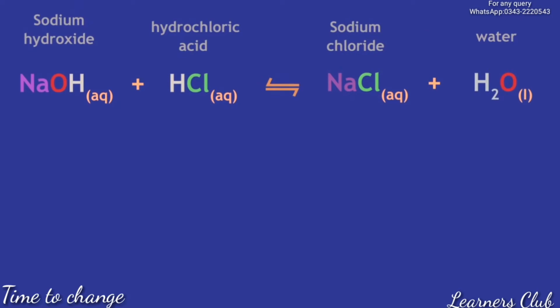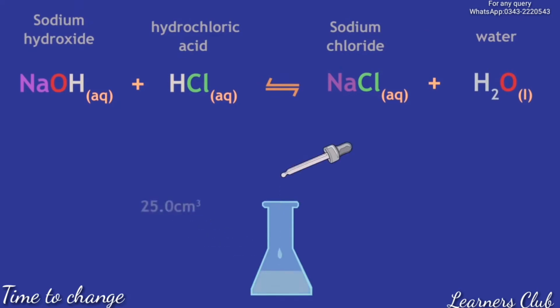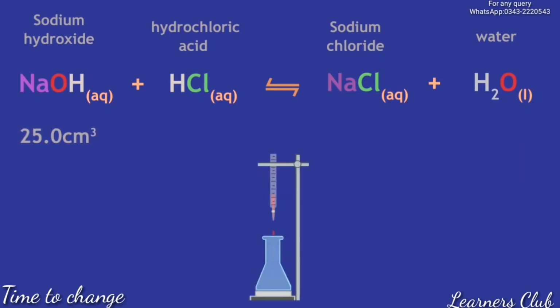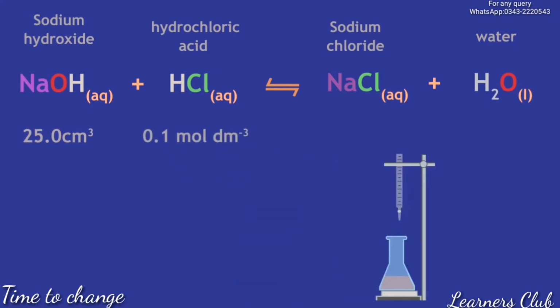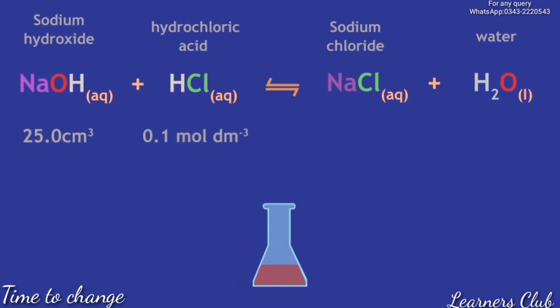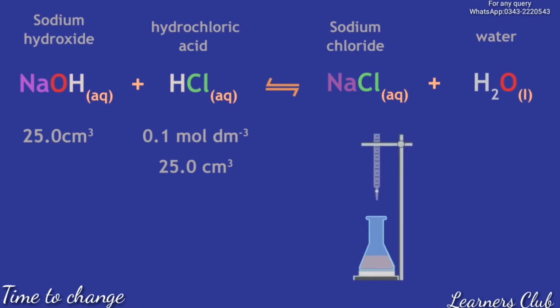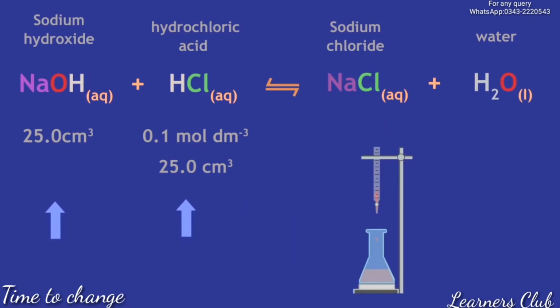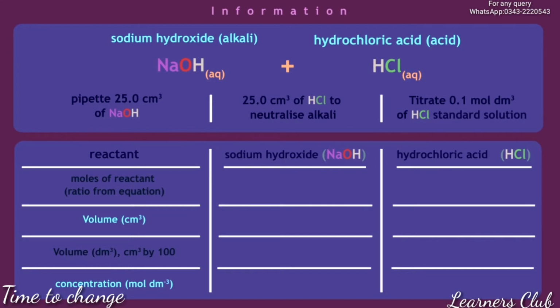Given the equation, you pipette 25 cubic centimetres of a sodium hydroxide solution into a conical flask and titrate it with a standard solution of 0.1 molar hydrochloric acid. Using a suitable indicator, you find that 25 cubic centimetres of the acid was required to neutralise the alkali, as found by the titration. This is the endpoint for the titration. You can now calculate the concentration of the sodium hydroxide in moles per decimetre cubed.